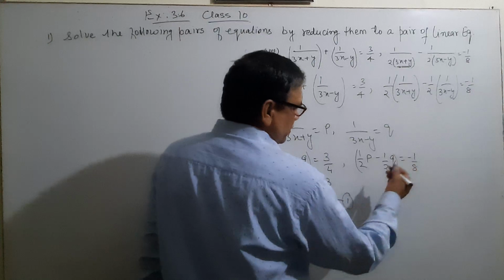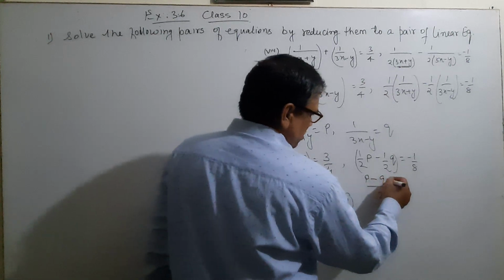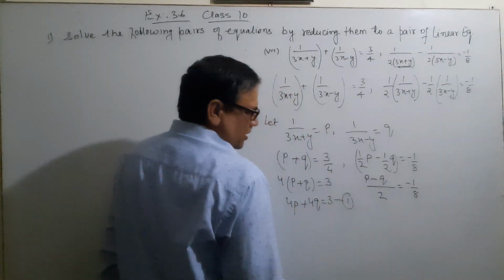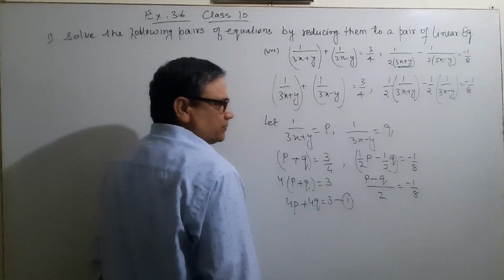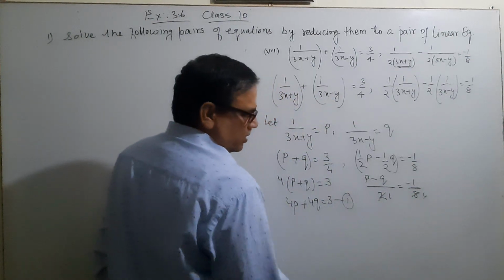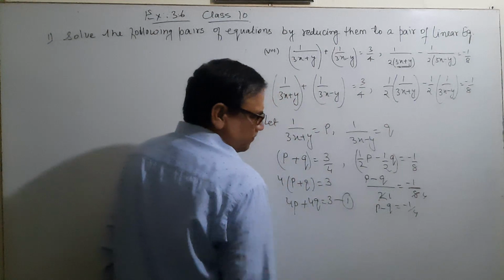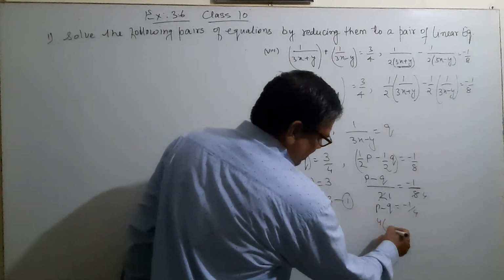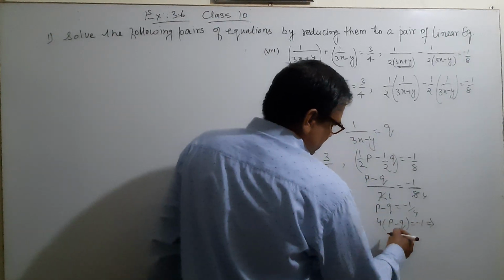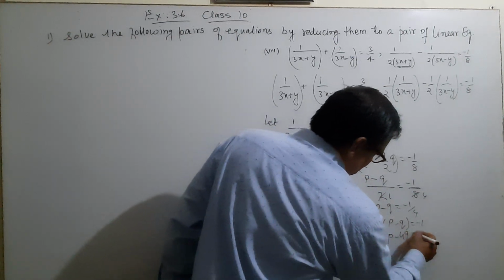Now here you take the LCM. LCM is 2. So we get (P minus Q) by 2 is equal to minus 1 by 8. This denominator is 2 and this denominator is 8, so we can simplify. 2 ones are 2, 2 fours are 8. The complete denominator is 8, so P minus Q is equal to minus 1 by 4. Again cross multiply: 4(P minus Q) is equal to minus 1, so 4P minus 4Q is equal to minus 1.